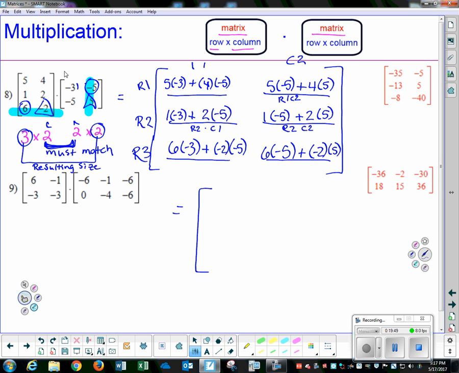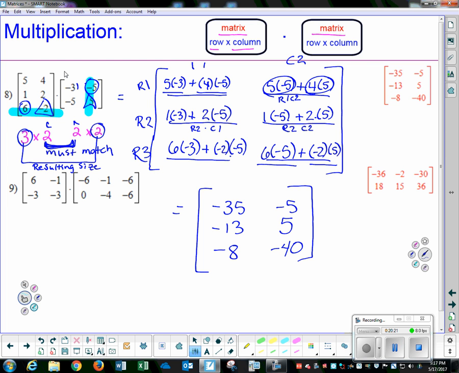So I have -15 and a -20 makes -35. I have a -25 with a +20 gives me -5. -3, -10 make -13. -5, +10 looks like +5. -18, +10, how about a -8? -30 with a -10 adds up to make -40. There is our product of the two matrices.